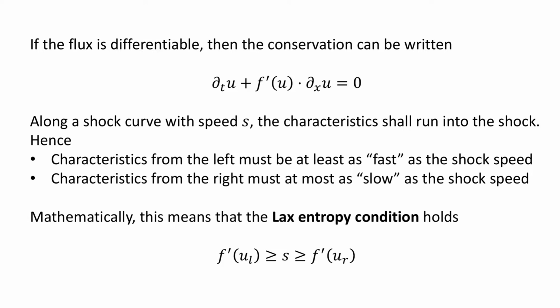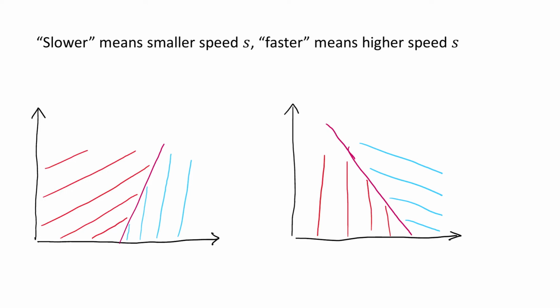When we say fast and slow in this context, fast always means towards plus infinity, and slow always means towards minus infinity. Mathematically, this means that the Lax entropy condition holds: f prime of u_L is greater or equal to s, which is greater or equal to f prime of u_R. Here we recall that f prime of u_L is just the speed of the characteristics that transport the value u_L, and f prime of u_R is the speed of the characteristics that transport the value u_R. This selection criterion, the Lax entropy condition, emerges fairly naturally from our requirement that no characteristics ever emerge at a shock. Let's have a look at two examples.